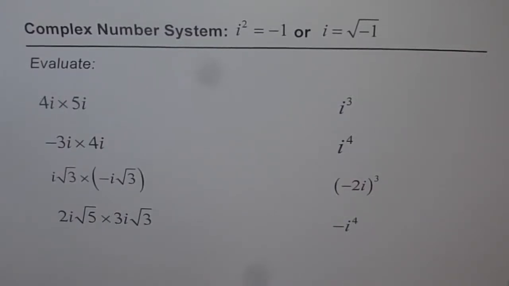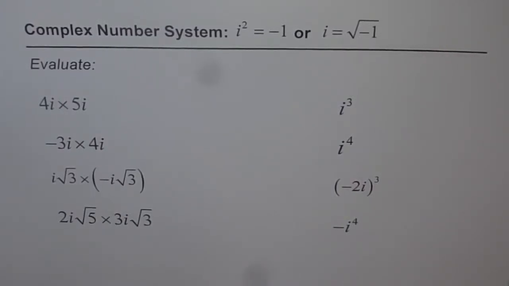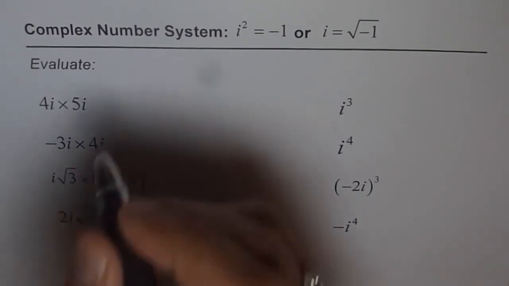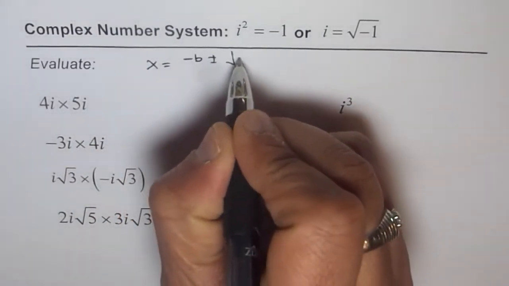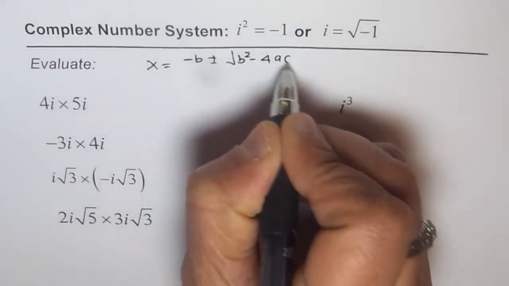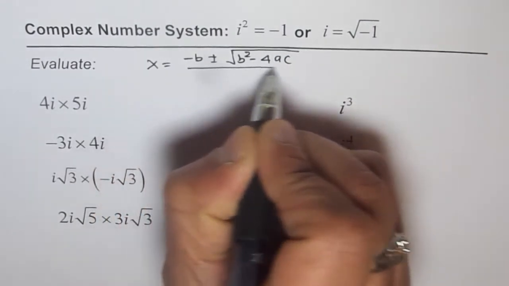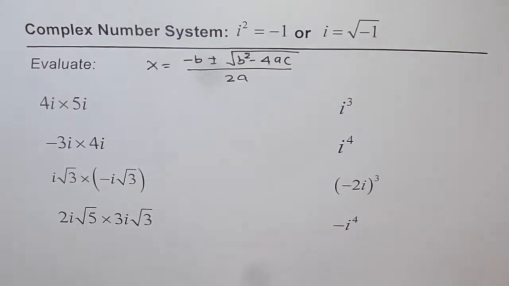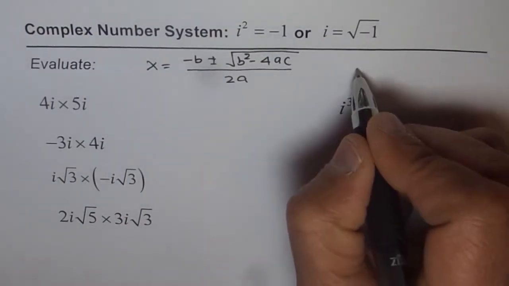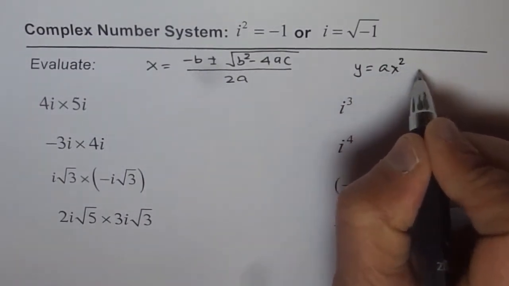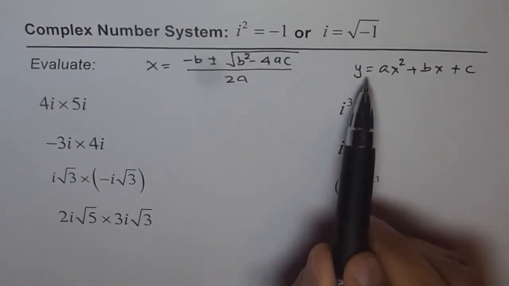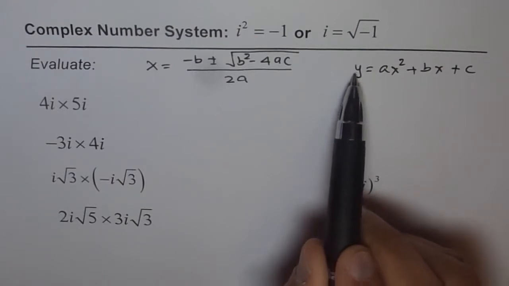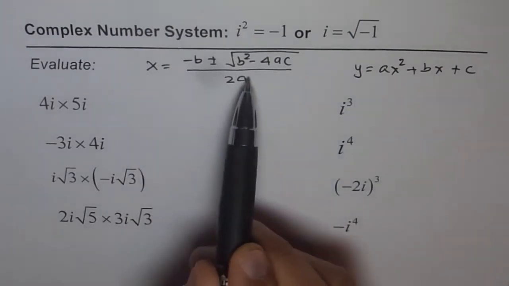Let's review complex numbers. We are actually doing quadratic functions, and here we are going to use the quadratic formula. The quadratic formula is given to you as x equals minus b plus or minus the square root of b squared minus 4ac, divided by 2a. Now this formula is used to solve quadratic equations of the type y equals ax squared plus bx plus c, right? So the solution of this equation, that means when y equals 0, is given by this formula, right?